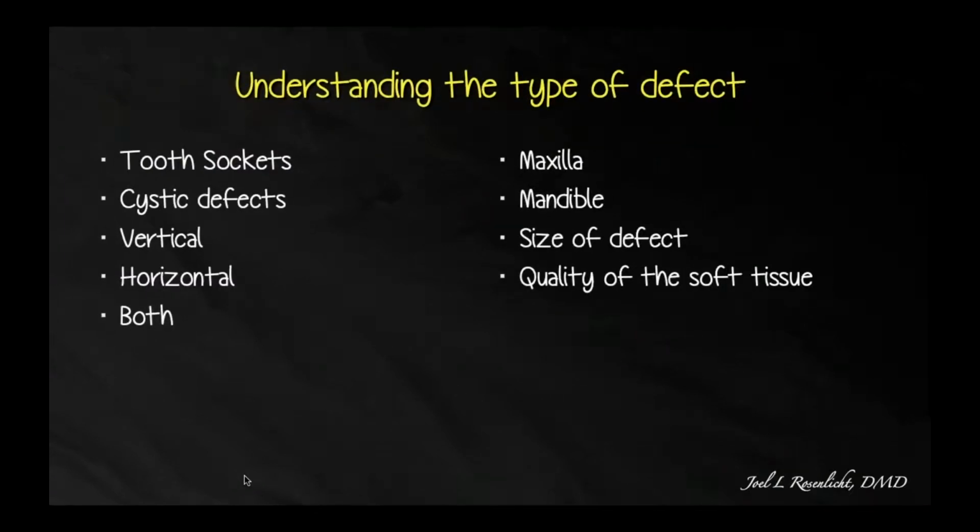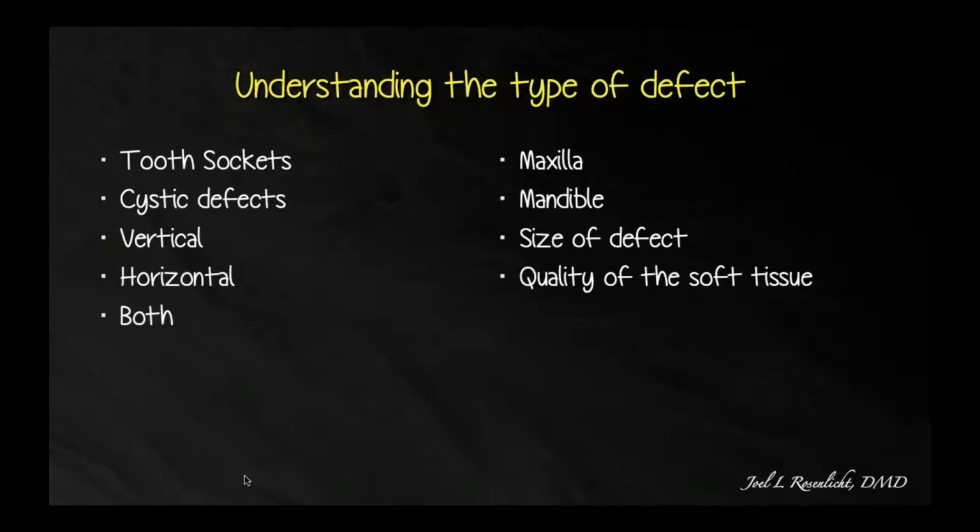Now, I said before that patients are different. Well, the defects are different too. So some of the defects that we have to deal with are sockets when we take out teeth, maybe cystic defects that we have within our bony confines of the maxilla, the mandible. Defects can be vertical defects, they can be horizontal defects, or combinations of both of them. And again, these are much different defects than the tooth socket defects.